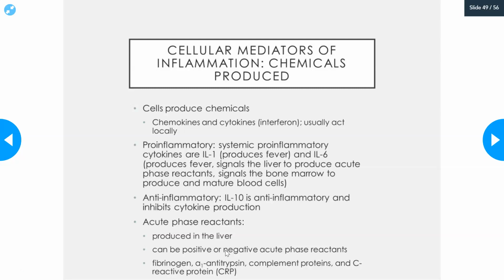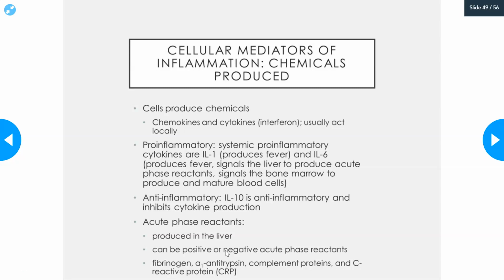Interleukin-10 is anti-inflammatory, and it will inhibit cytokine production, because you have to have an off switch to this also. So you want to create inflammation when it's necessary, but then you want to be able to turn it off when the infection is over.